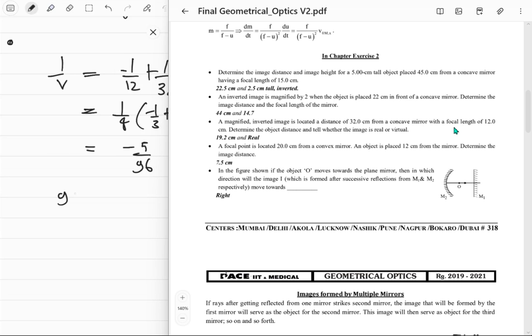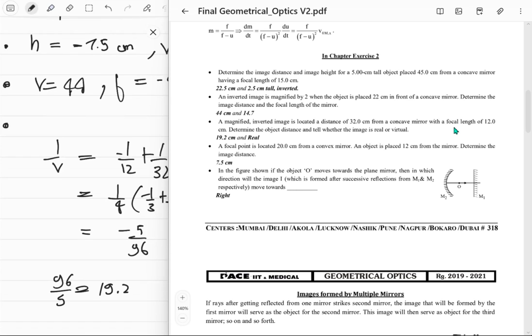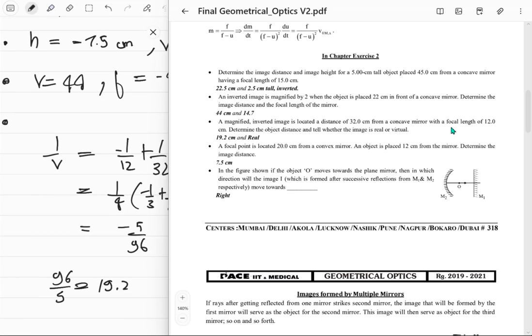Let's look at that, 96 upon 5. That's 19.2. Yes, it's 19.2. Wait, why am I writing this down? They already gave us the answers. There's no need for us to do this.